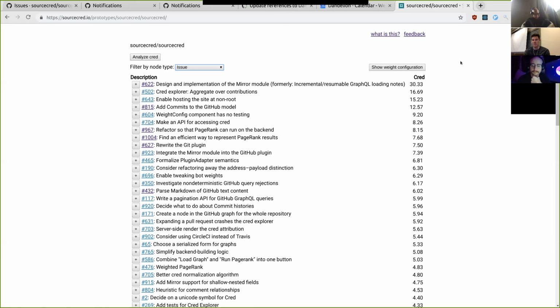That seems like a bug. But the way that the weights work in the PageRank algorithm is that if a node has a high weight, then it has higher gravity. Any nodes that it's connected to are more likely to get cred from it. So if I've reacted to two issues, the hard issue and the easy issue, and the hard issue has a higher weight, then more of my cred will flow along my reaction to the hard issue than to the easy issue, because it's just more weighty in general.